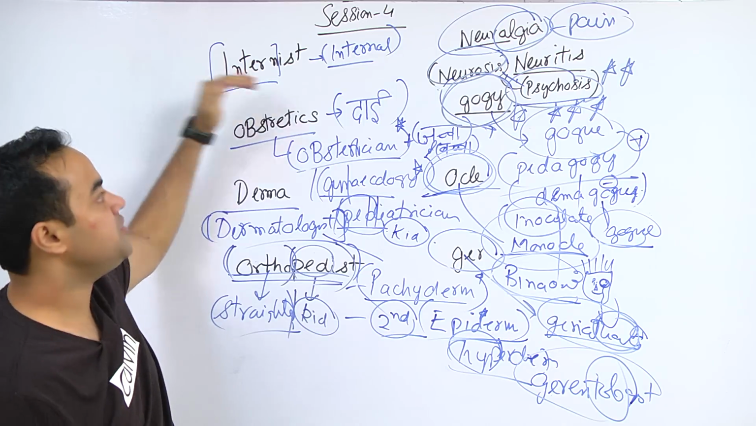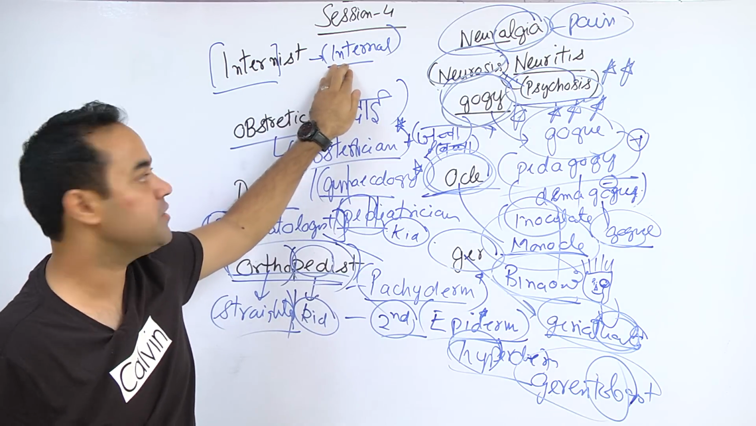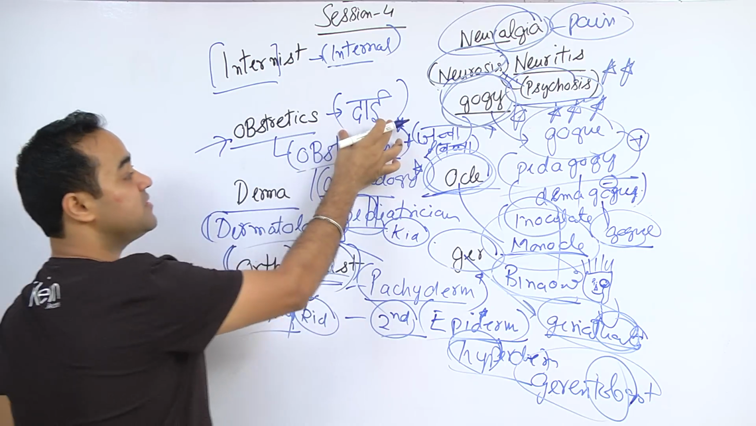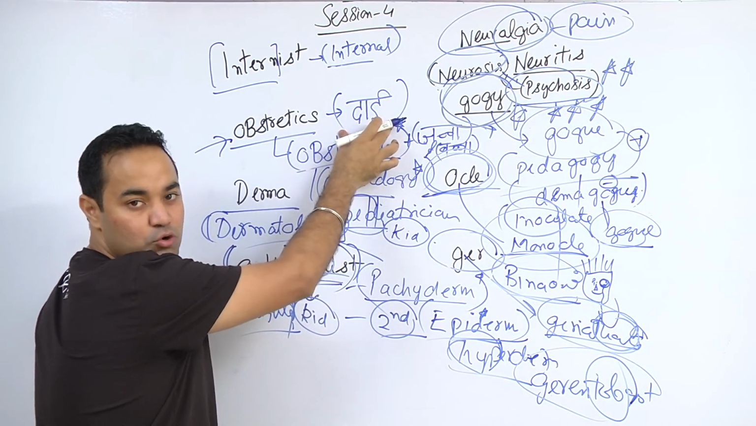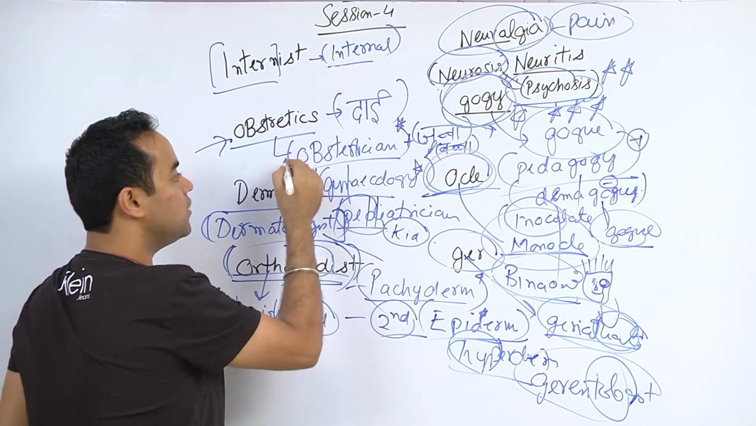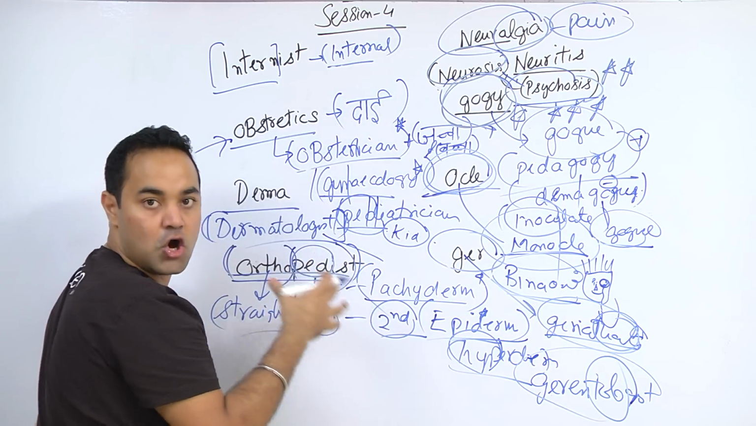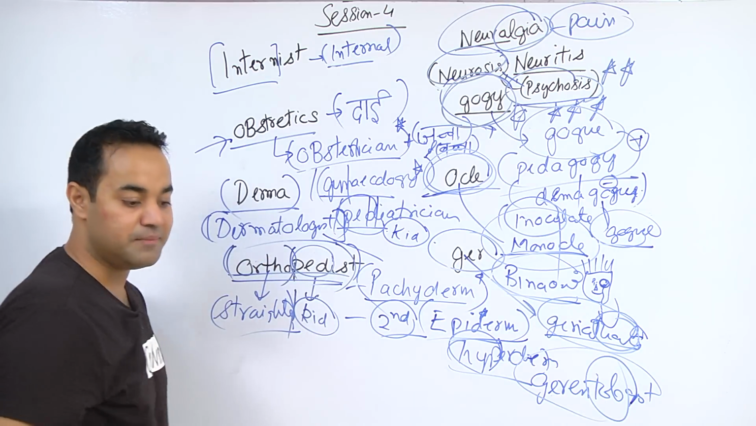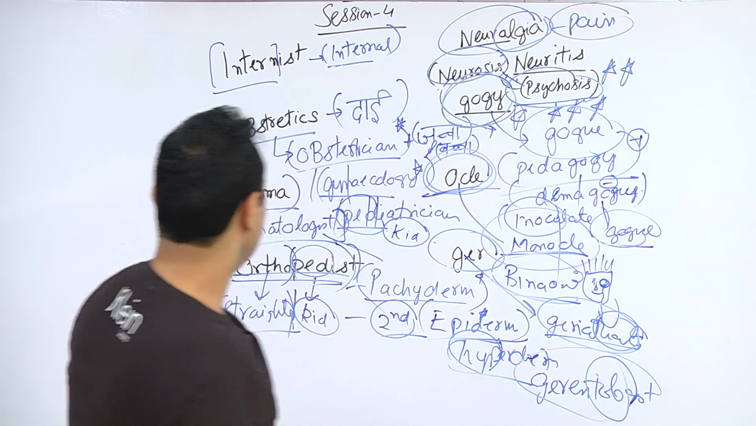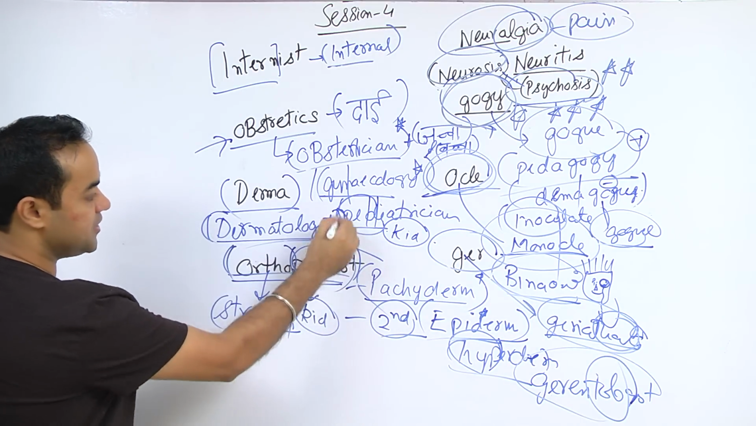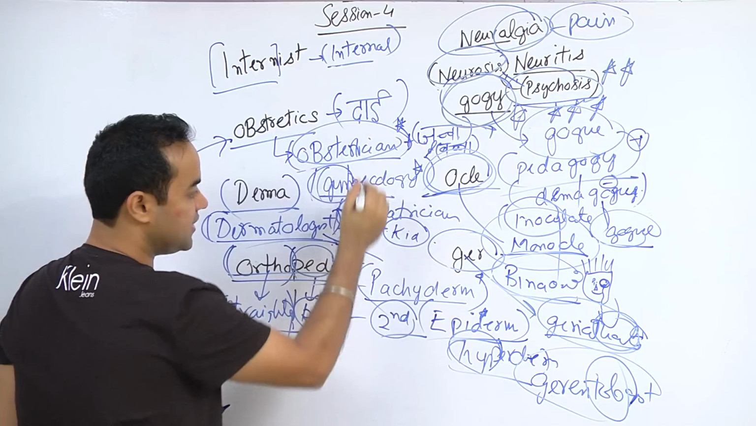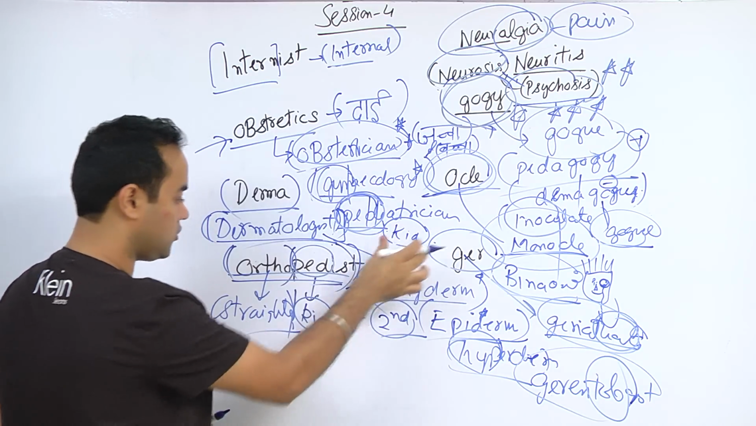So we did internist. Internist means any problem with the internal organs, which you need to figure out. Number 1, obstetrics. You remember the dai we spoke about in the old school days. Nowadays, the dai word is being replaced with the doctor, which means obstetrician. Derma means skin. Dermatologist means a skin doctor. Gynecologist means a women doctor. Obstetrician is a dai. Pediatrician is a kid doctor.